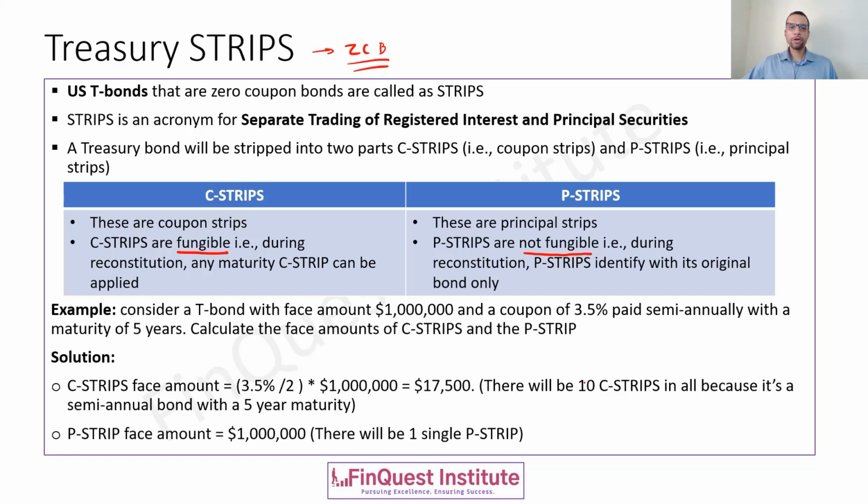Now, in all, there are going to be 10 strips. Why 10 strips? Because we have a total maturity of 5 years, and every year we have two coupon payments. So, 5 years times two coupons per year. That's why we have 10 C strips. And the principal strip is just one, because that's just one single principal amount. So, that's 1 million. This is how we can arrive at the face amount of coupon strips and principal strips.